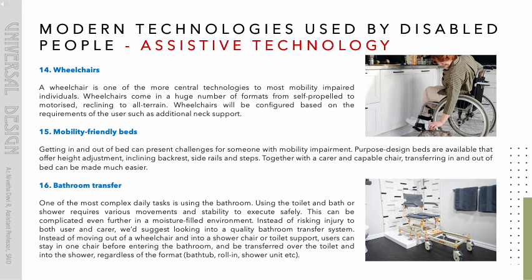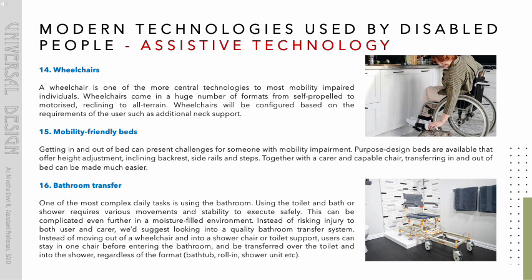15. Mobility-friendly beds. Getting in and out of bed can present challenges for someone with mobility impairment. Purpose-designed beds are available that offer height adjustment, inclining backrest, side rails and steps. Together with a carer and capable chair, transferring in and out of bed can be made much easier.